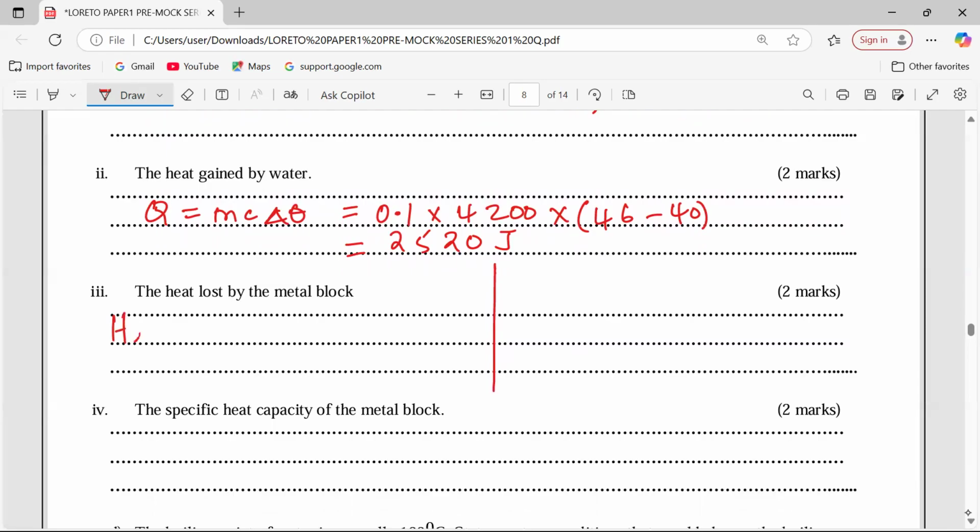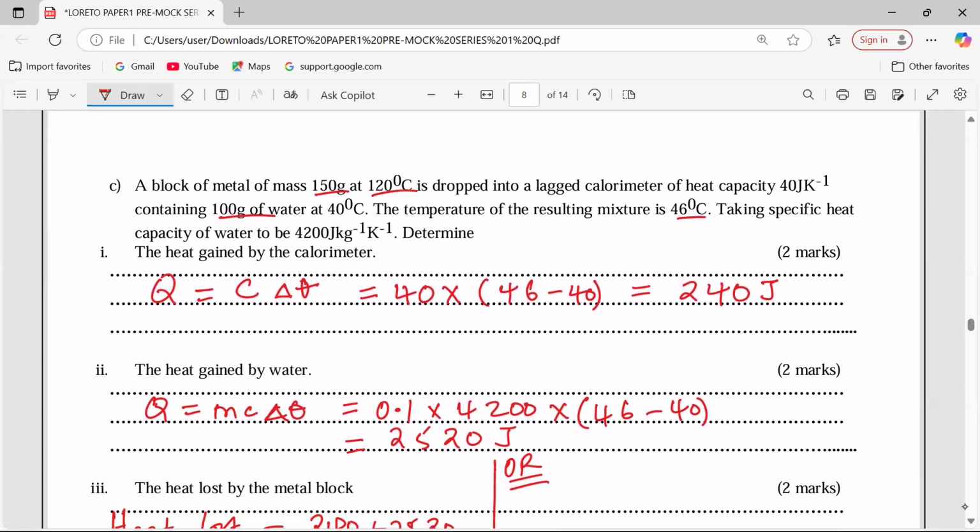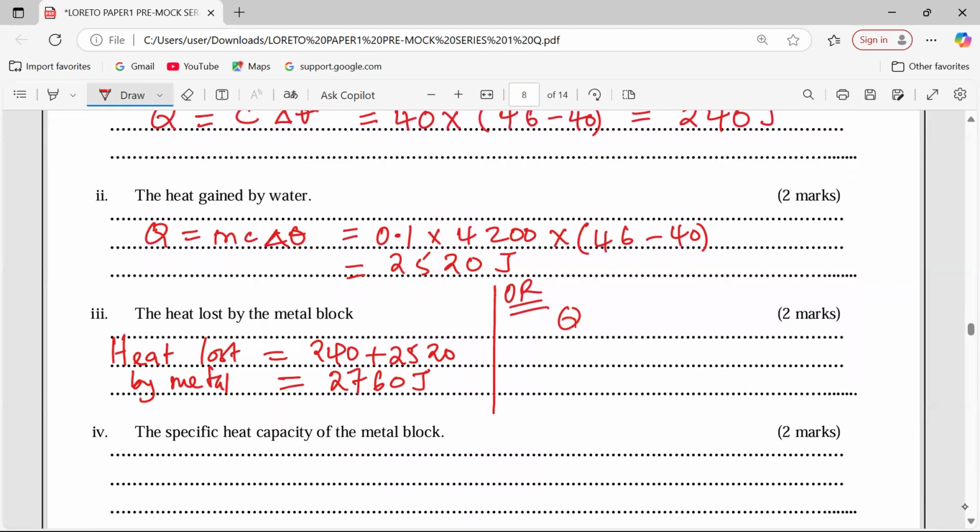Heat lost by the metal will be equal to the summation of 240 and 2520. So when we add 240 to this value, we get 2760 joules. That is it. This can also be answered as an expression, whereby the metal block mass is known, 150, the initial temperature is known, and the final temperature is known. Therefore, only the specific heat capacity is not known. So the quantity of heat will be the mass of the metal times the specific heat capacity of the metal times the temperature change for the metal.